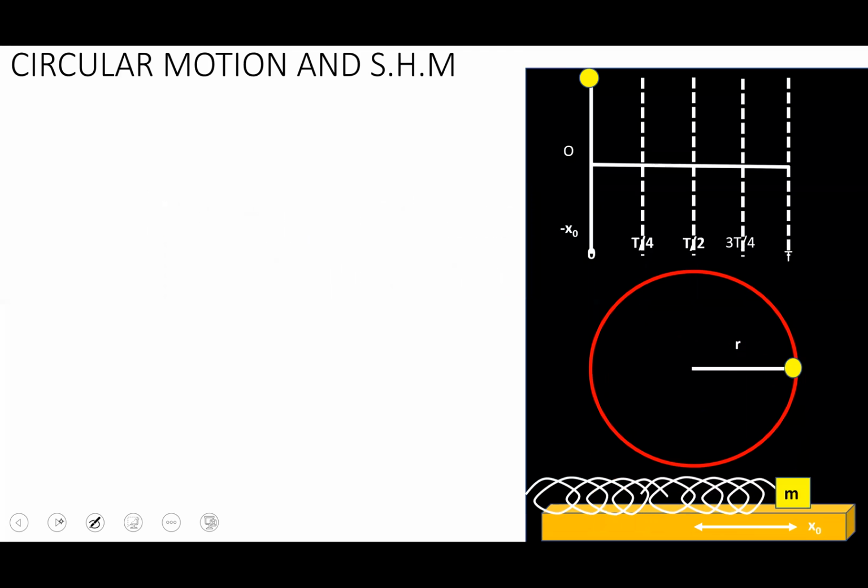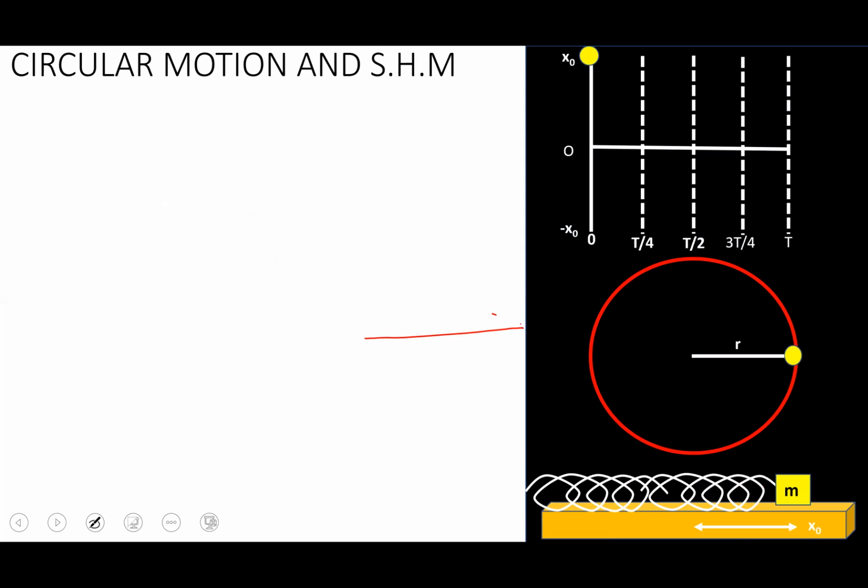Today's topic is going to be about simple harmonic motion and circular motion. Now let us see them together side by side. As you can see over here, this is a circular motion. The body is moving in a circular path and it has a radius r over here. Whereas we are comparing it with a mass attached to a spring system where m is attached over here and the spring is pulling it towards its mean position.